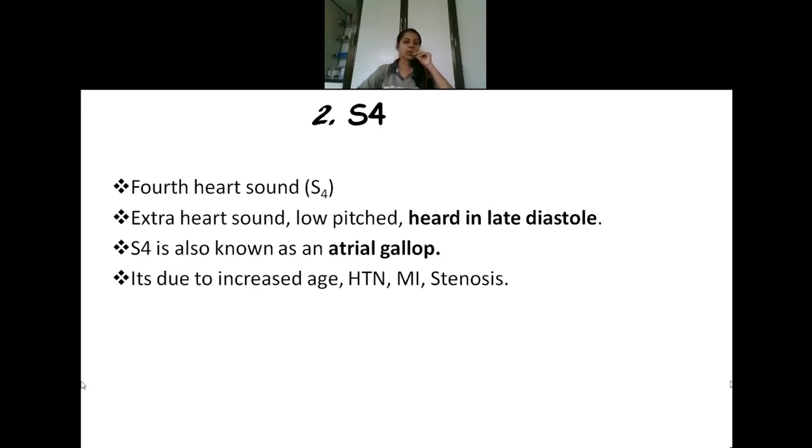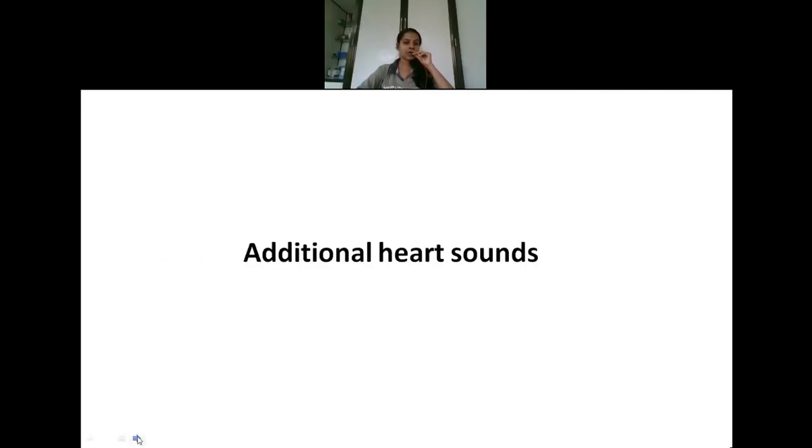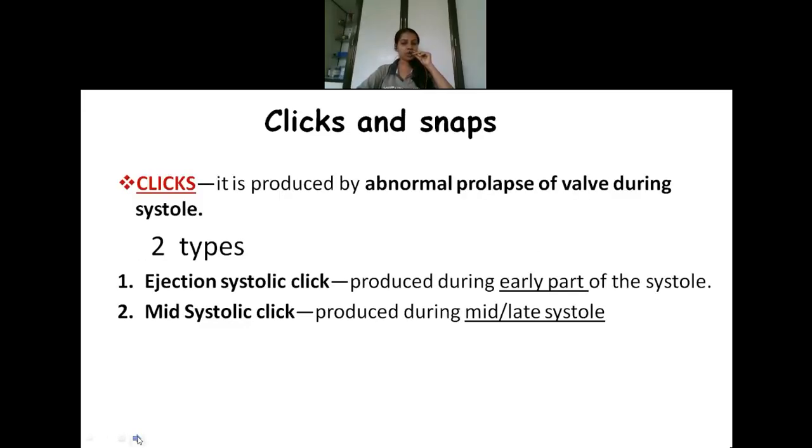Okay, so that is regarding the fourth abnormal heart sound, S4. Moving on to some other abnormal heart sounds, clicks and snap. You know what a click sound is, isn't it? The name has come in the same way. Now, a click is actually produced because of valve prolapse.